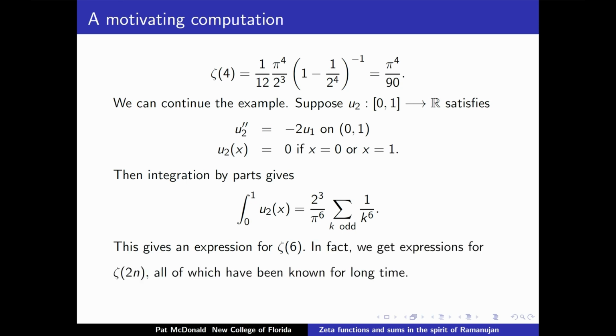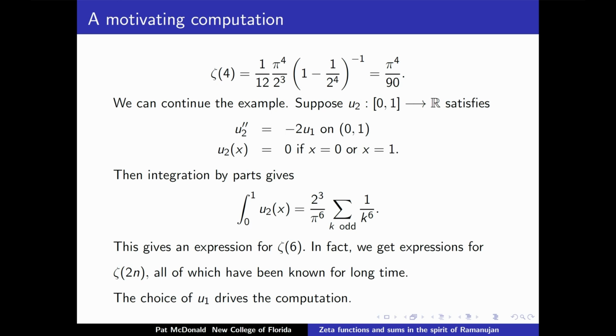All right. In fact, I can keep doing this. And what I get is an expression for zeta at the even integers. Okay? And all of this has been known for a very long time. Here's what I want you to take away from this calculation.